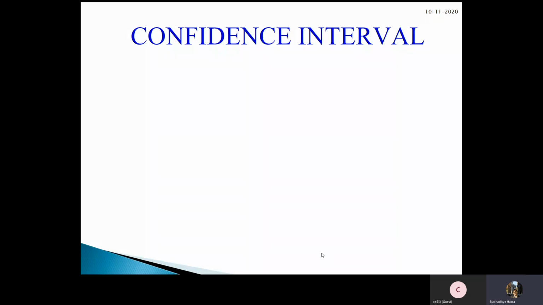Now, confidence intervals. Why are confidence intervals necessary? The confidence interval is necessary because of the presence of the error term.